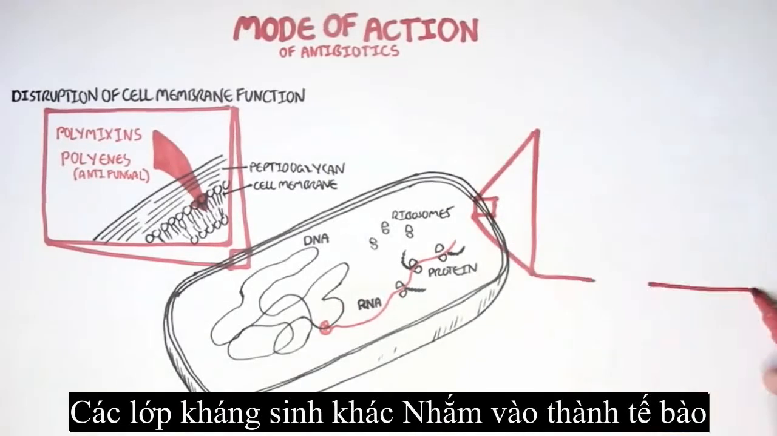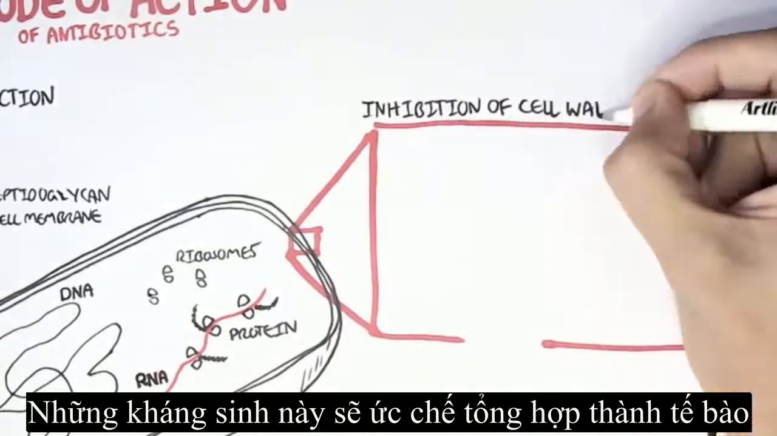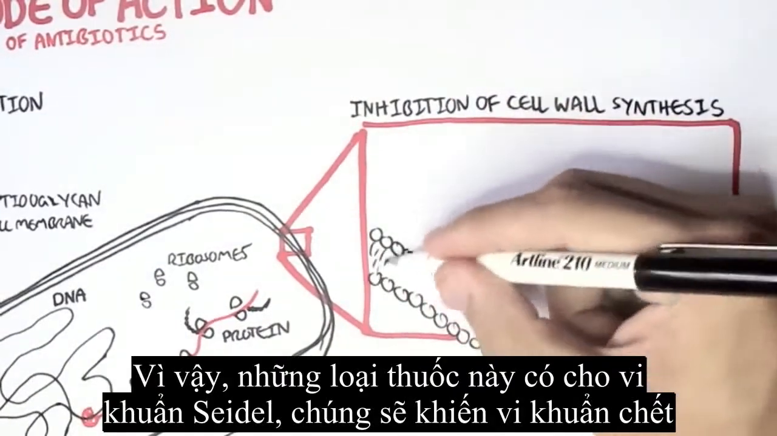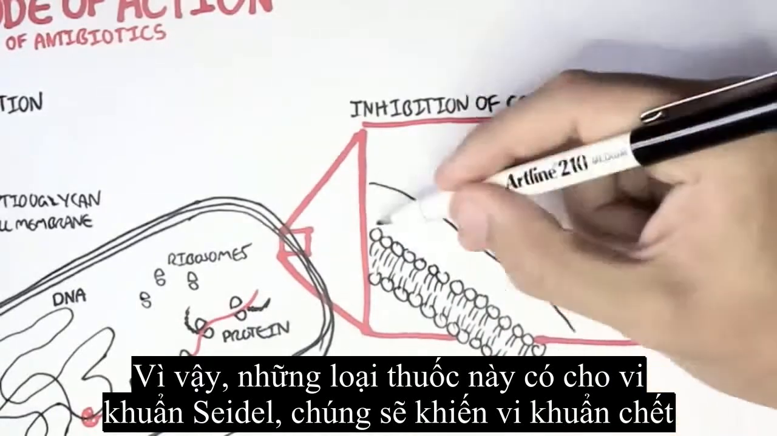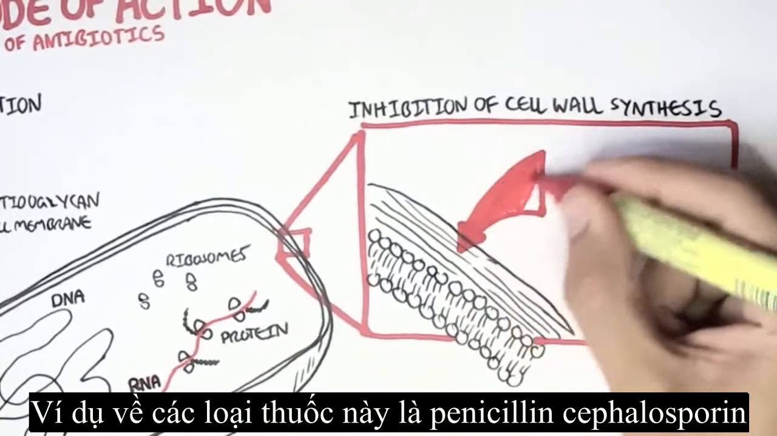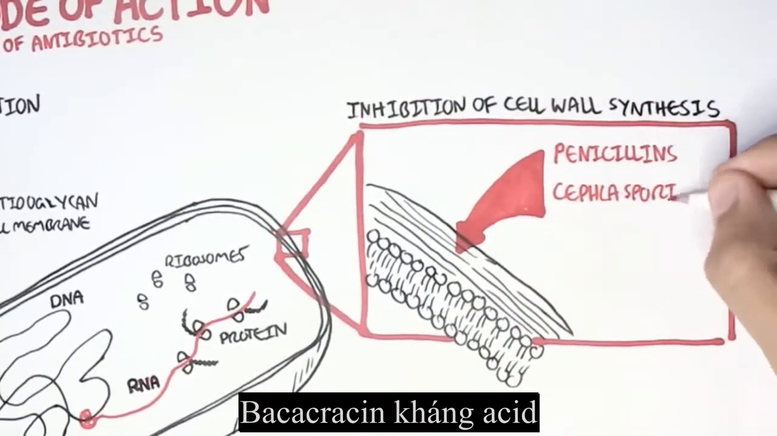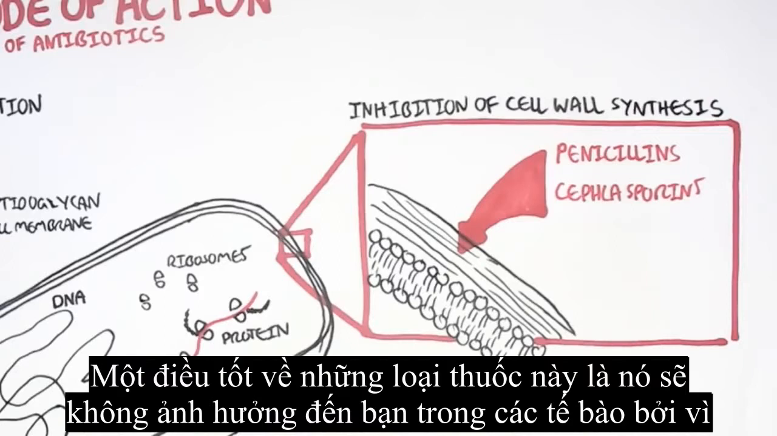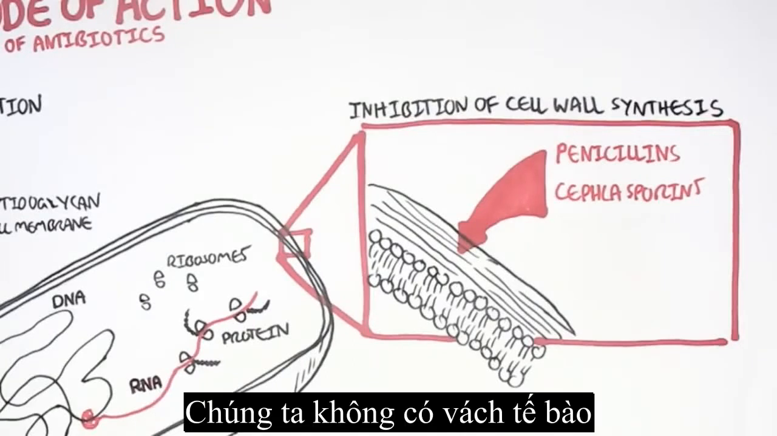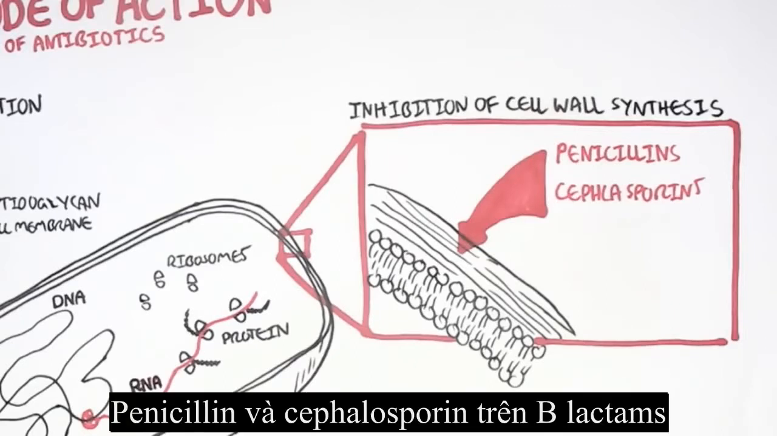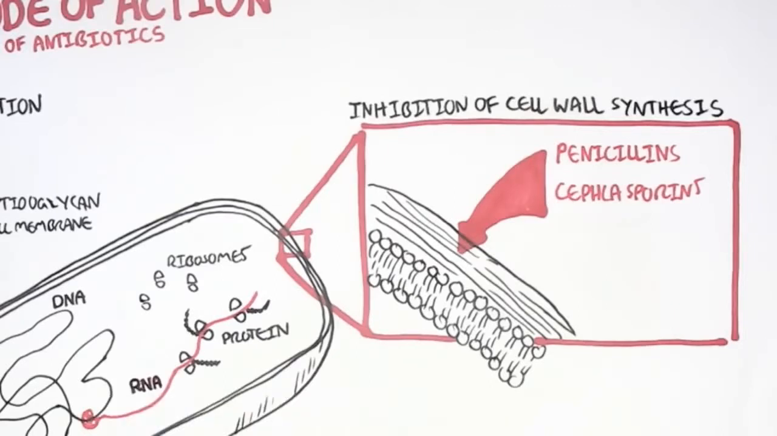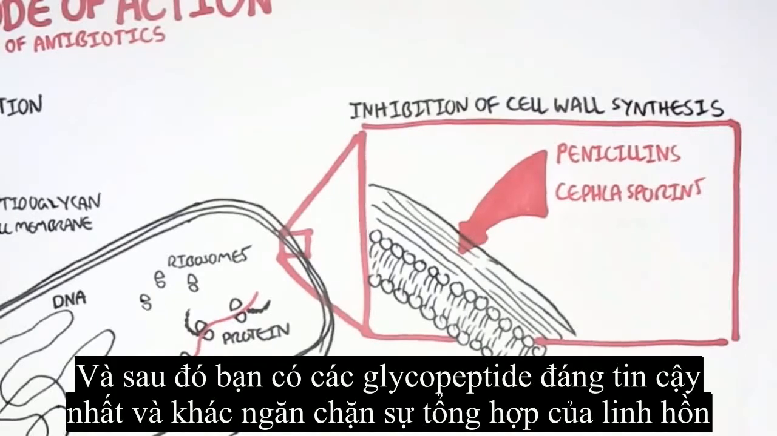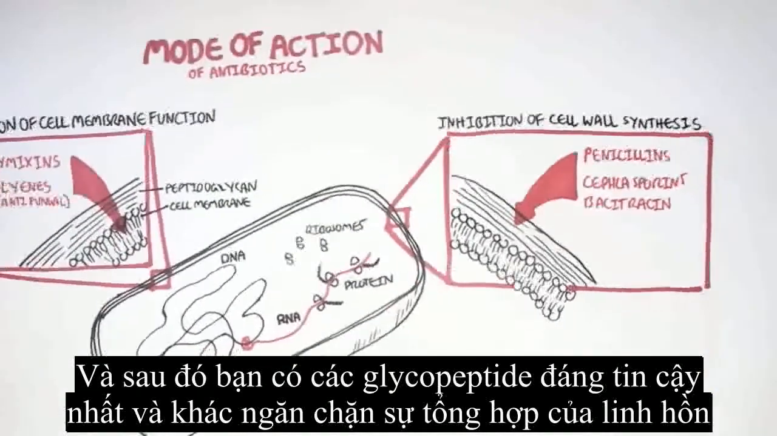Other antibiotic classes target the cell wall. These antibiotics will inhibit cell wall synthesis, so these drugs are therefore bactericidal. They will cause bacteria to die. Examples of these drugs are penicillin, cephalosporin, and bacitracin. I hope I pronounced that right. All these drugs have different mechanisms of action when it comes to inhibiting the cell wall synthesis. A good thing about these drugs is that they won't affect human cells because human cells do not have peptidoglycans. We do not have cell walls. Penicillin and cephalosporin are beta-lactams. And then you have the bacitracin and other glycopeptides that prevent the synthesis of cell walls as well.